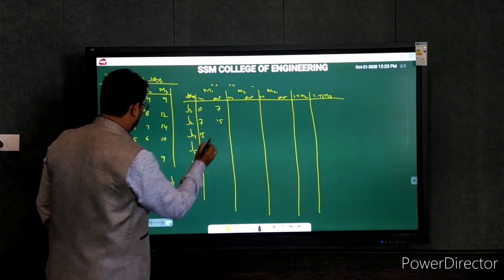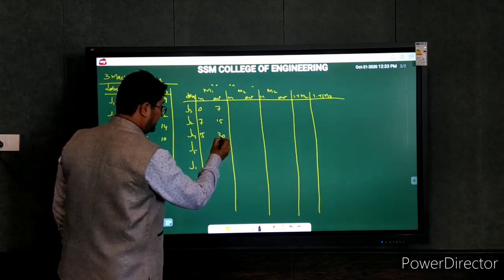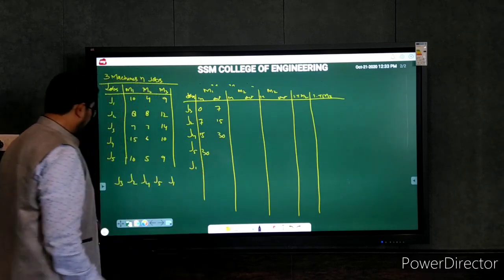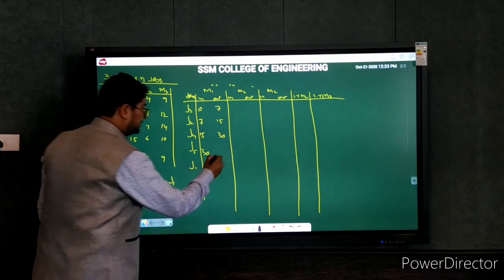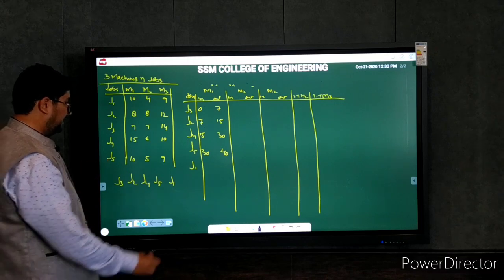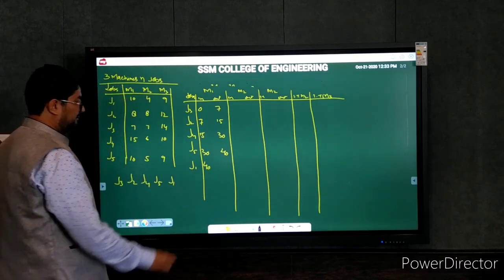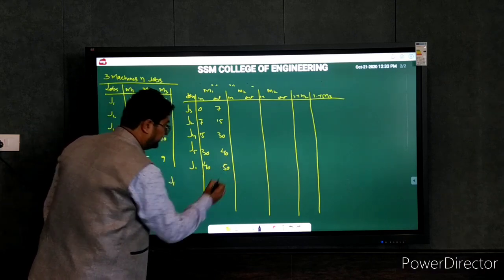Then we'll take J4. It takes 15 hours, that is 30. We'll take J5. J5 10 hours. It will be completed at 40. And then we'll take finally J1, which takes 10 hours. It will be completed at 50.